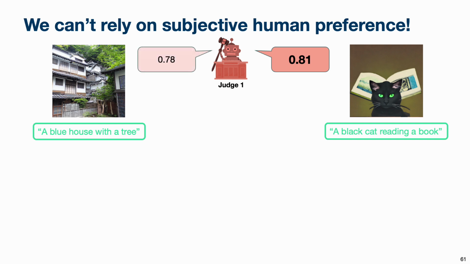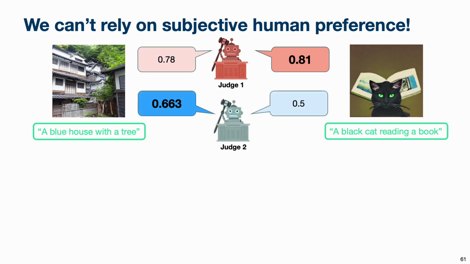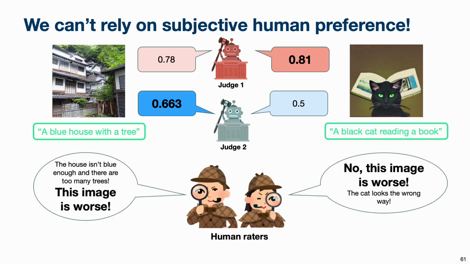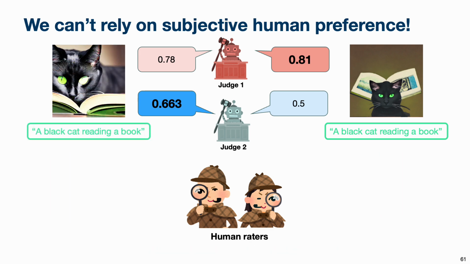After all, if we have one judge that prefers the black cat image and another judge that prefers the blue house image, one annotator might think that the blue house error is more severe and thus prefer judge 1, while another annotator might think that actually the cat looking away from the book is the more severe error, and thus the metric that prefers the blue house image is actually the correct one. This is a fundamental disagreement with no basis for resolution.